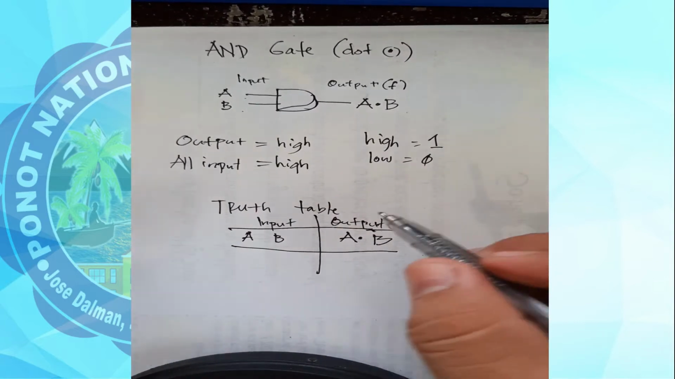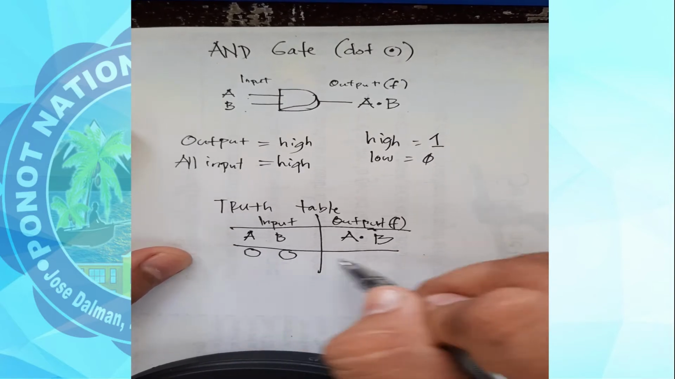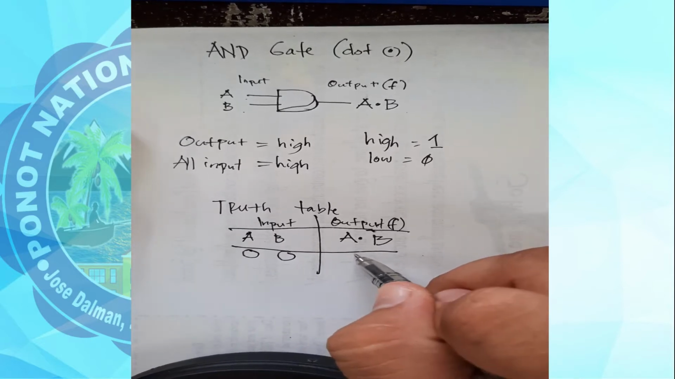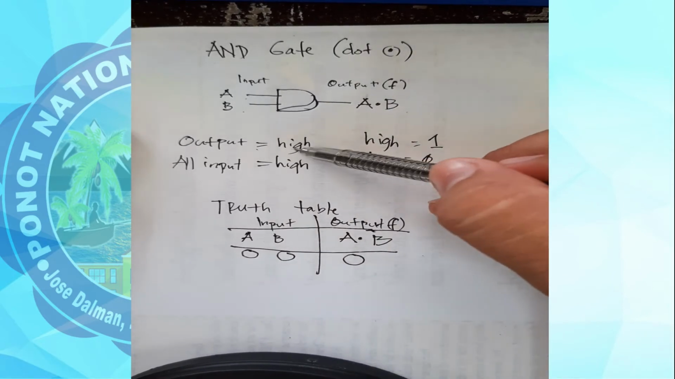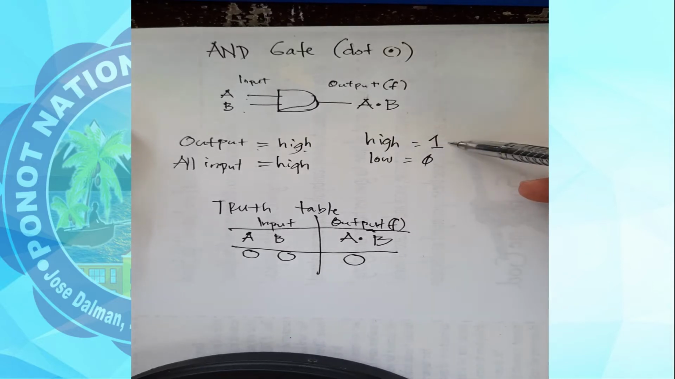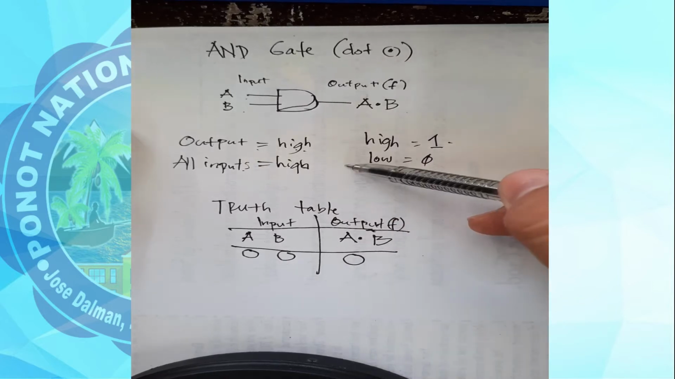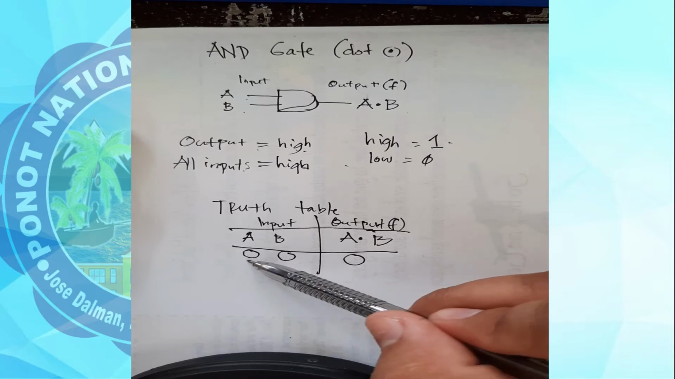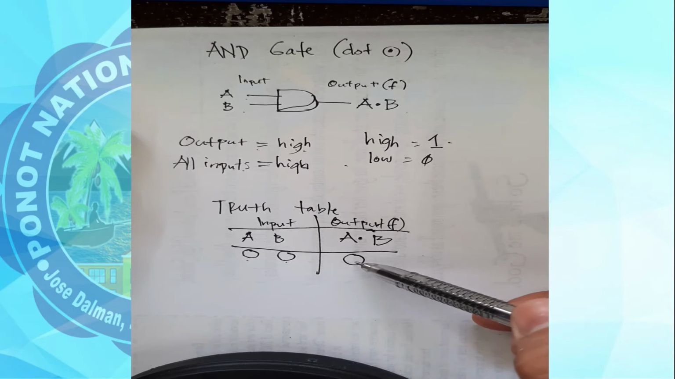So, say for example, your input is 0, 0. Ano kaya ang magiging output natin? So, our output will be 0. Why? Because sabi dito, magbibigay lamang siya ng output na high or 1 if all of its inputs are high. So in this case, our inputs are 0, 0, meaning low, low. So it is a logic that if it is not high, then it is a low.